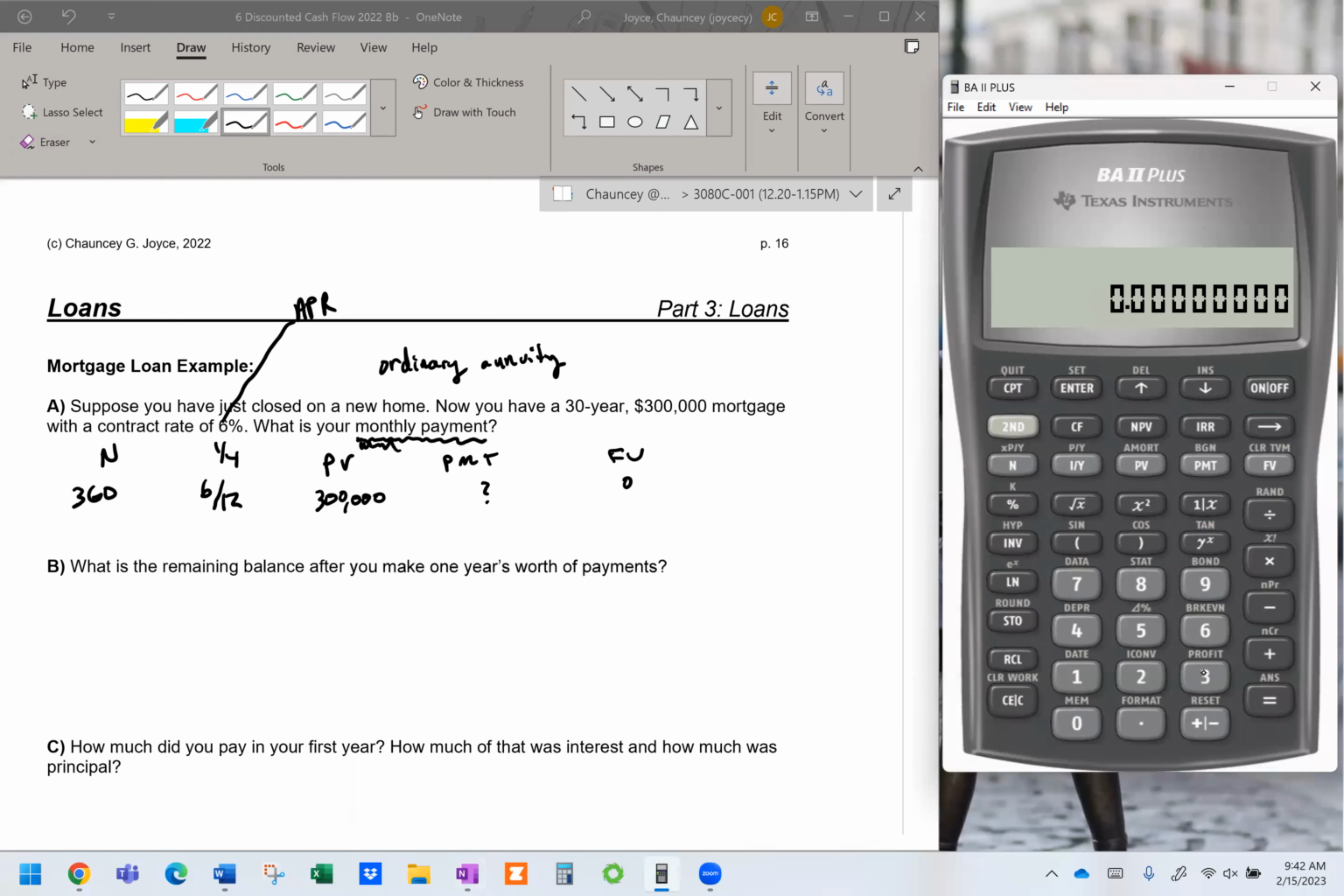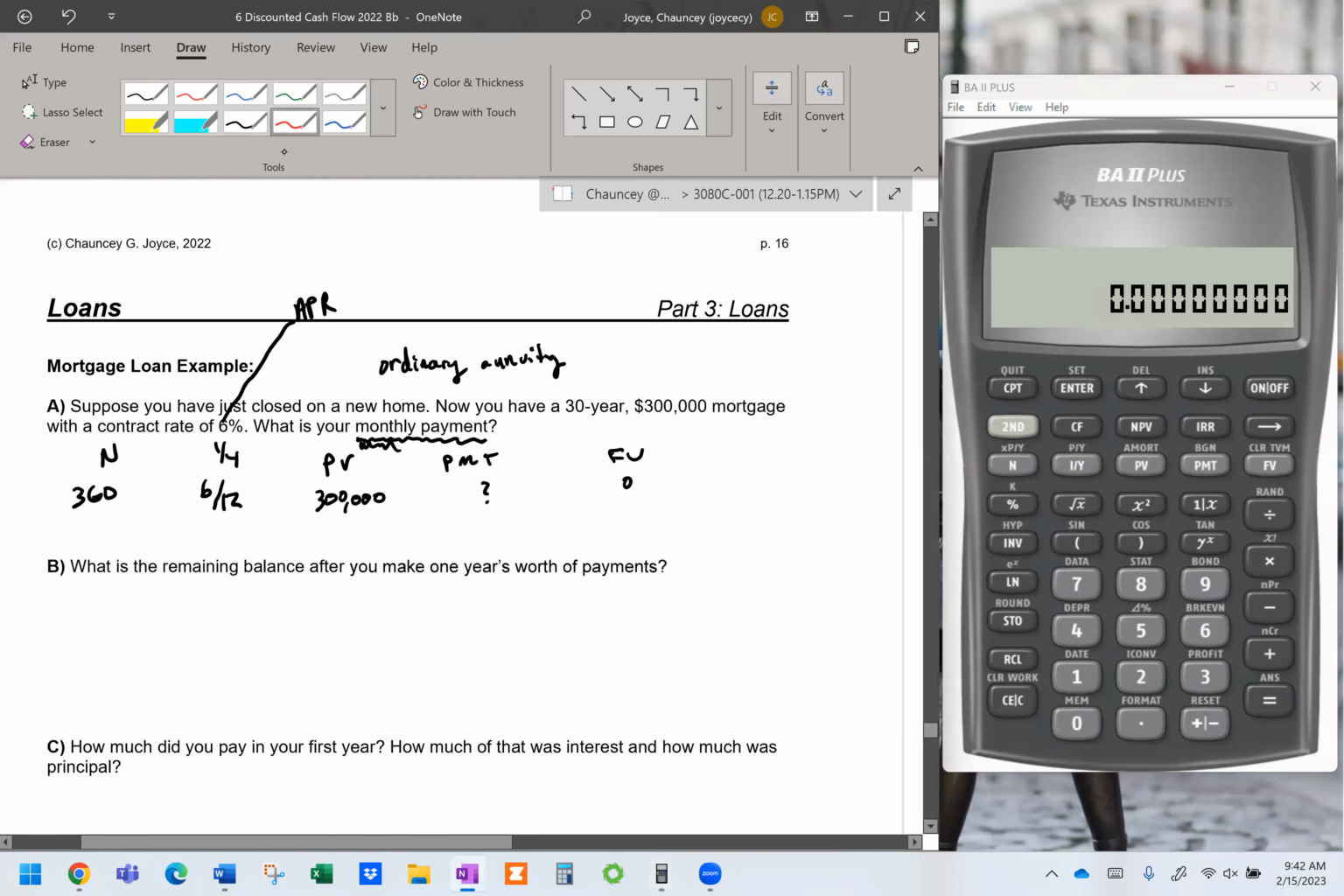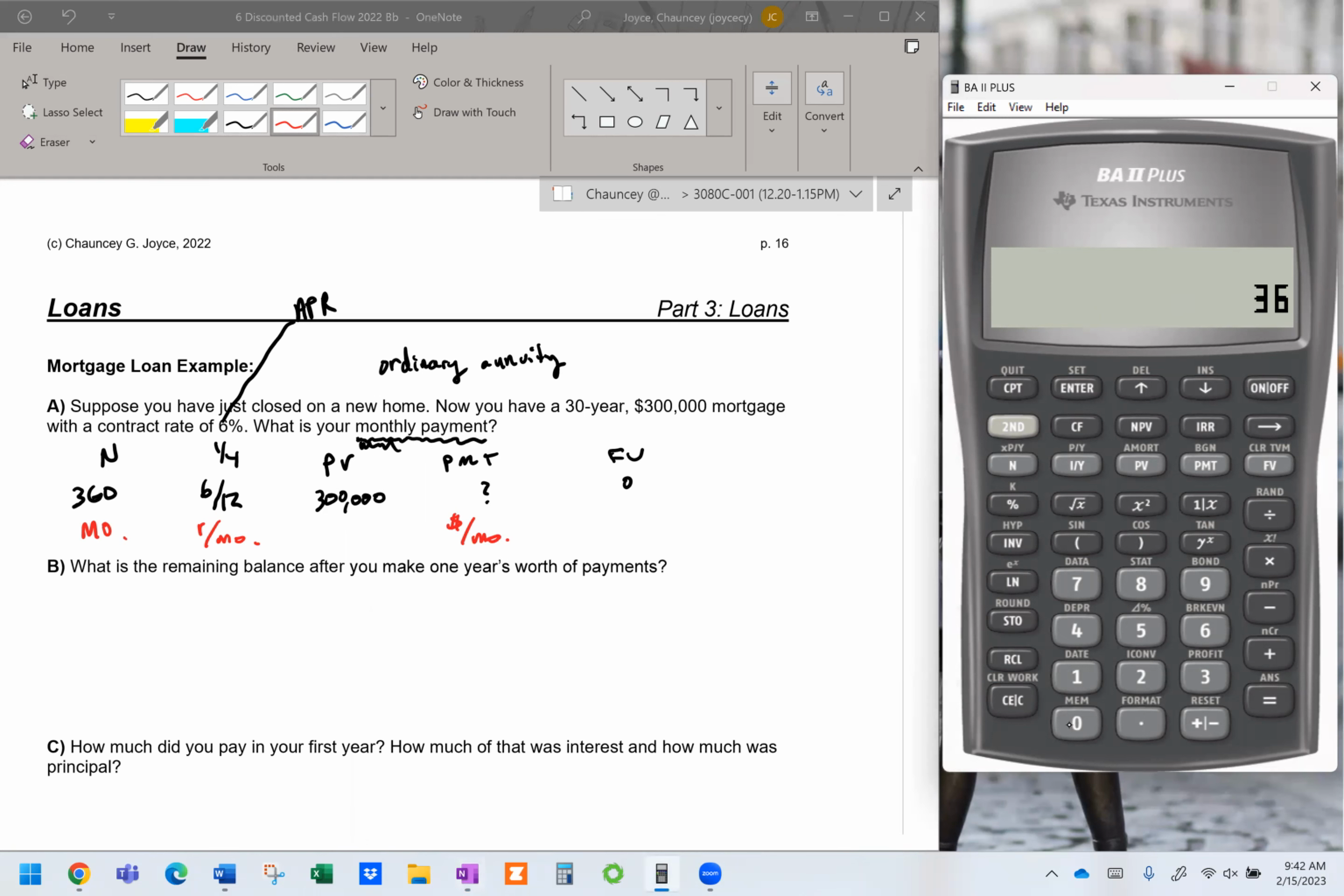All right, let's take a go. And one more check here. Time is in months. My rate is per month. And my payment will then come out in per month. So I know I'm consistent. So that is a good check. So 360 and then 6 divided by 12 equals your I/Y. 300,000 is your PV. There is no future value. We're going to pay the loan off to 0 and then compute your payment.